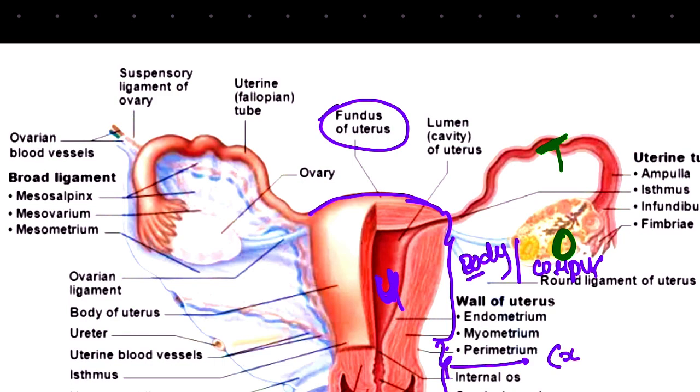The body of the uterus consists of the innermost layer, the endometrium, the thickest one, then the muscular layer, the myometrium, and the outermost one, the perimetrium.